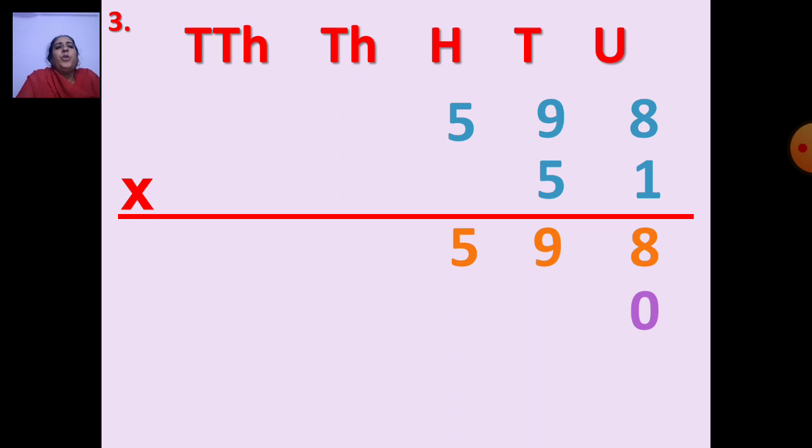And now you are going to multiply 5 with 8. Okay. So you have to say which table? 5 table. 5 8s is how much? 40. So 0 will come down. 4 will go in the tens place as carry over.